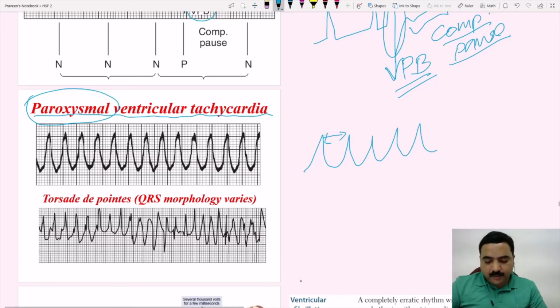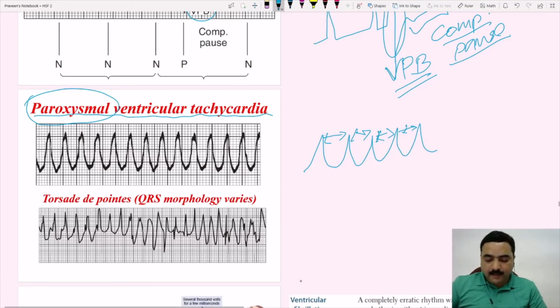There are no other waves, just big waves, which is just a pattern. There is no P wave, T wave, or any other wave, just bigger waves. And the complexes are much closer to each other, very close to each other. Good. And that is the paroxysmal supraventricular tachycardia, or a paroxysmal ventricular tachycardia.